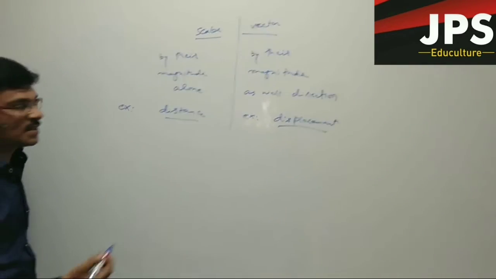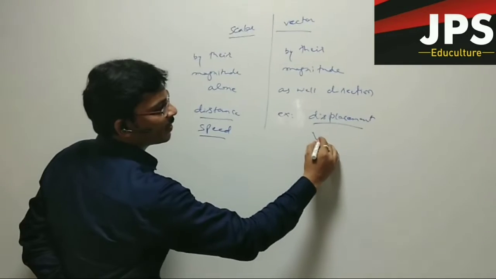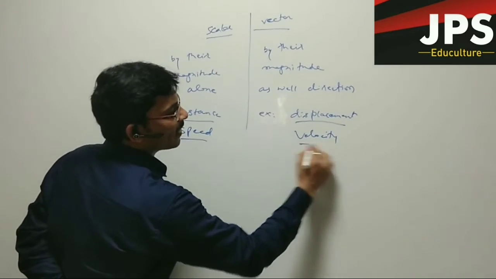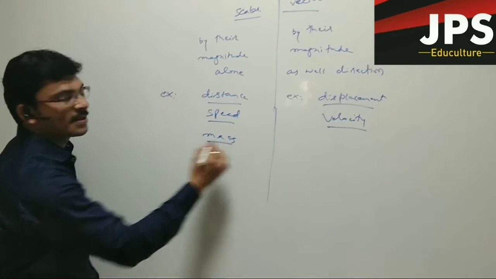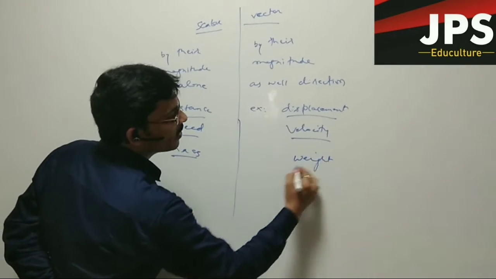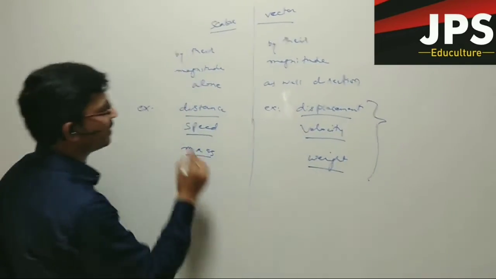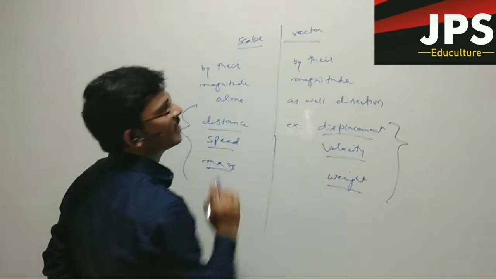So many examples are there, like speed. Speed is a scalar quantity, but velocity is a vector quantity. In the same way, mass is a scalar quantity, whereas weight is a vector quantity. All the vector quantities need direction for their description, magnitude as well as the direction.